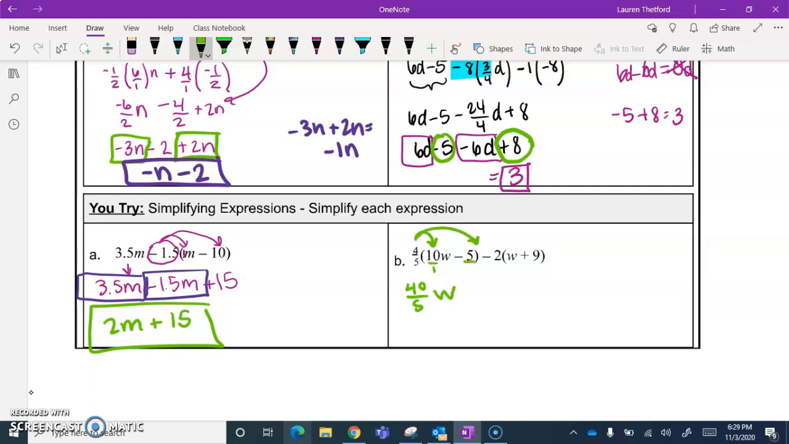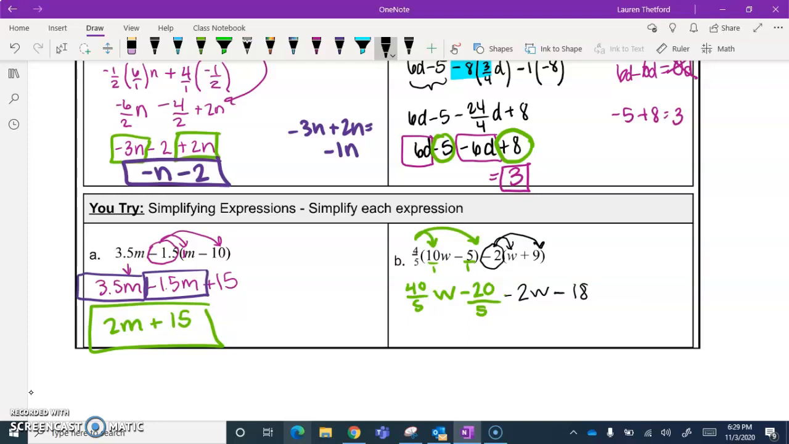4 times 5, because we do our top numbers times each other and then multiply together, and their bottom numbers multiply together. So 4 times negative 5 is negative 20 over 5 times 1 is 5. And then now we're going to multiply this negative 2 times w. So negative 2 times 1w is negative 2w. Negative 2 times a positive 9 is going to be a negative 18.